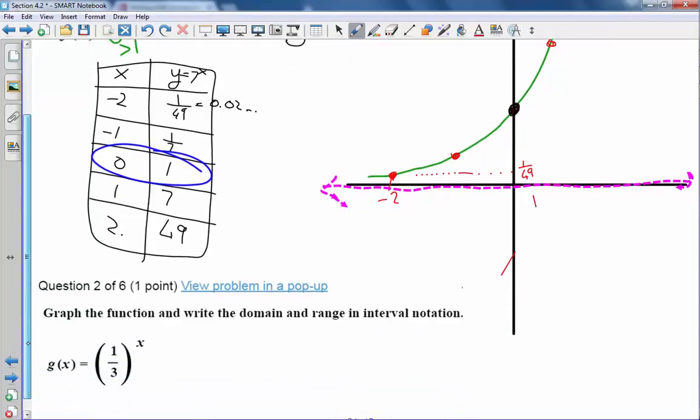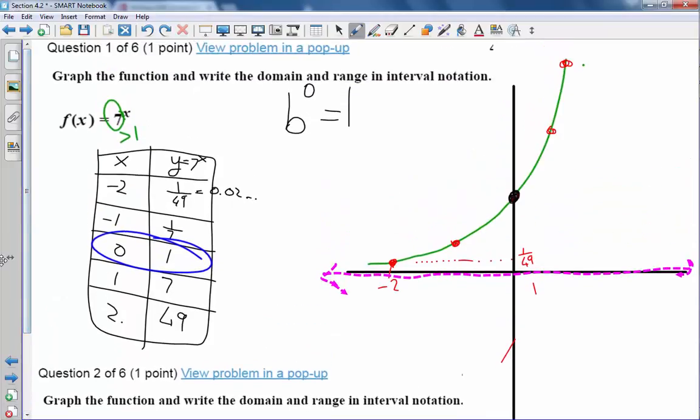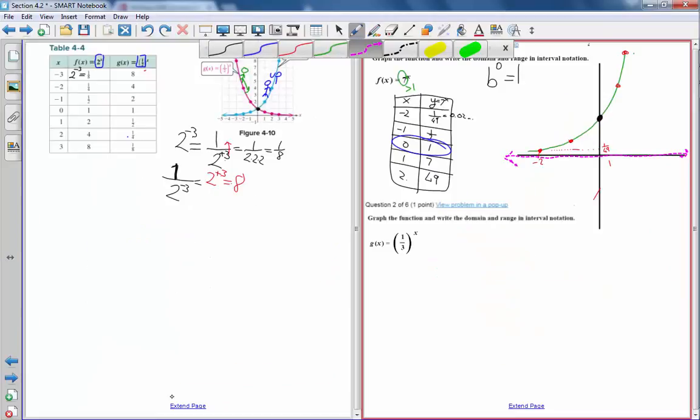All right, they want us to graph this, but I believe you know what its graph looks like. 1 over 3. I'm going to put it right on this one.